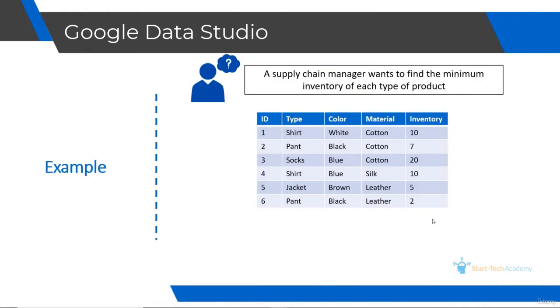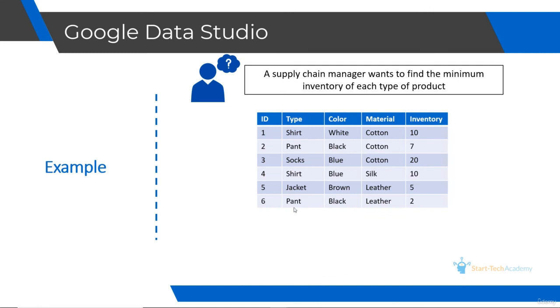So let's take an example. Suppose a supply chain manager wants to know what is the minimum inventory in each type of product. That is, for shirts, what is the minimum inventory we have? For example, here there are 2 entries for pants. The minimum inventory is 2 here when the type is selected as pants. So the supply chain manager wants to know what is the minimum inventory in each type of product.